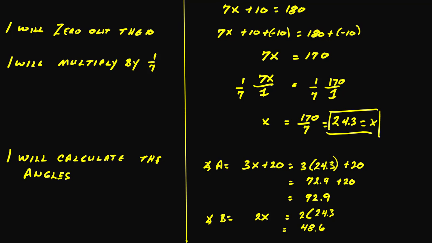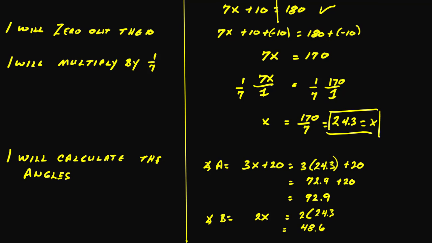We had worked down until we had 7x plus 10 equals 180. At this time, my equation is in its simplest form. The left side of this equation only has one x term and only has one number term, and the right side only has one number term. Each side of that equation is in its simplest form. Once I've done that, I can start solving for x.